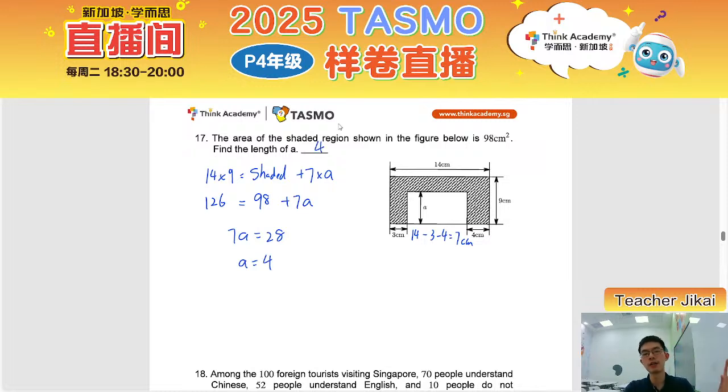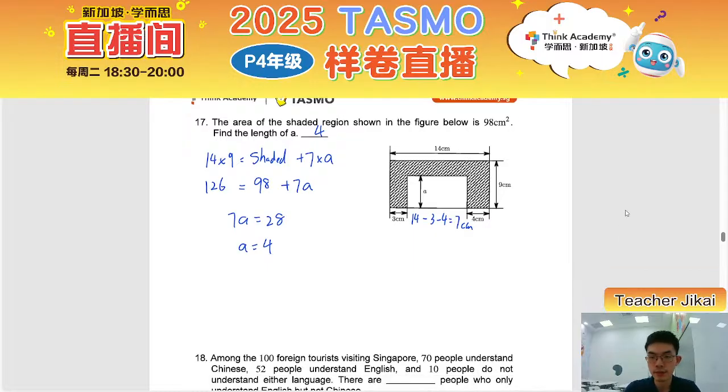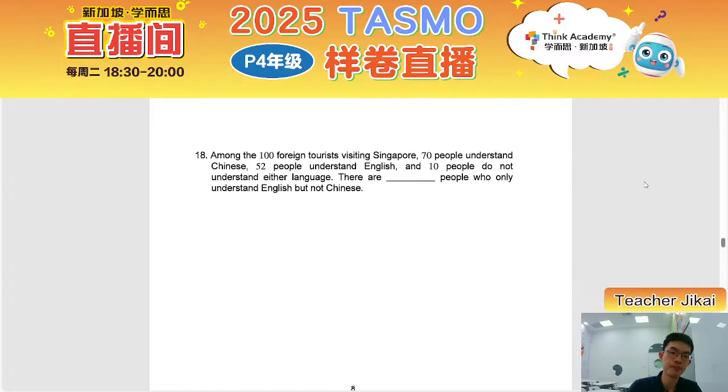Once you know the total equals several parts adding up together, right, you will get the answer. It is also about the calculation.